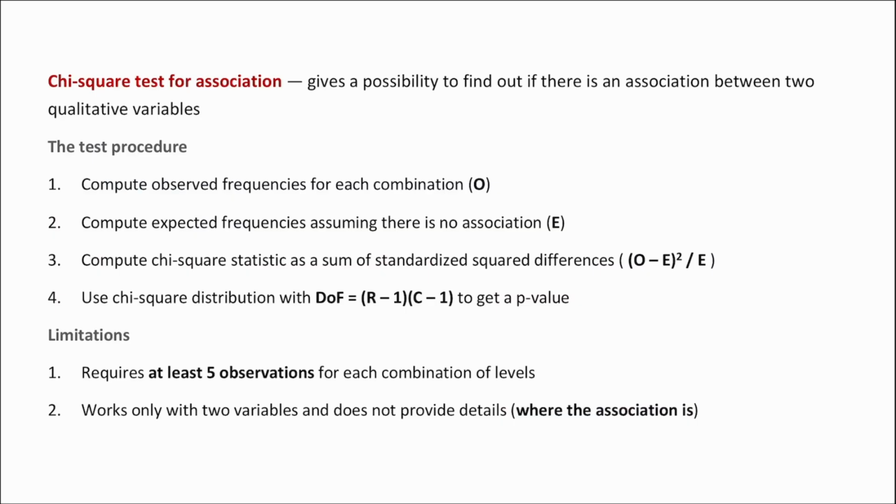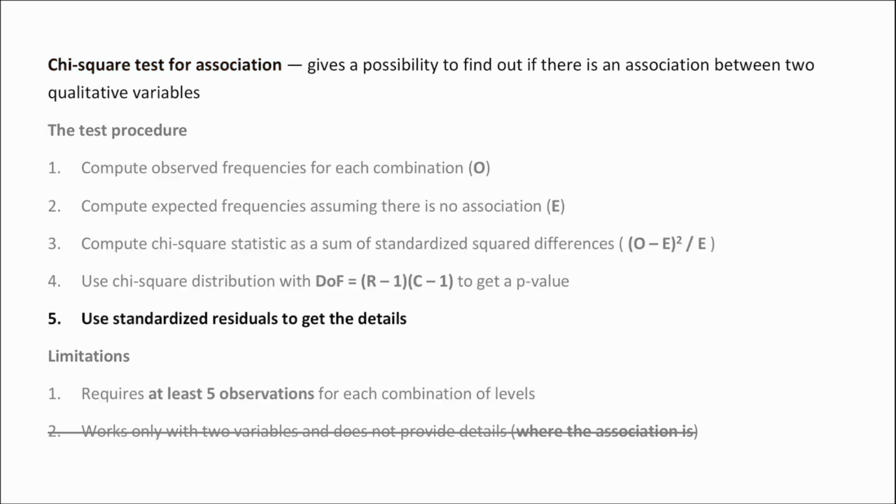And it means that we can correct the conclusions that we made before. So this conclusion is not valid anymore, as it does not provide details. We can get rid of this conclusion and then write an additional point here: use standardized residuals to get the details. Okay. So this video also concludes the whole learning sequence. So now you know how to visualize, how to summarize information about qualitative variables, how to make an inference, and also how to assess association between any two qualitative variables.